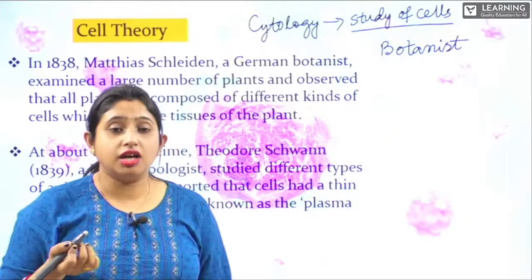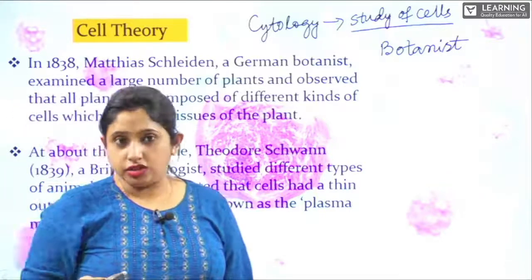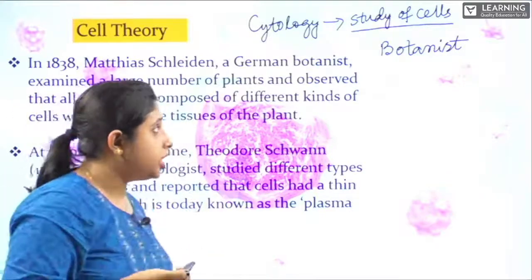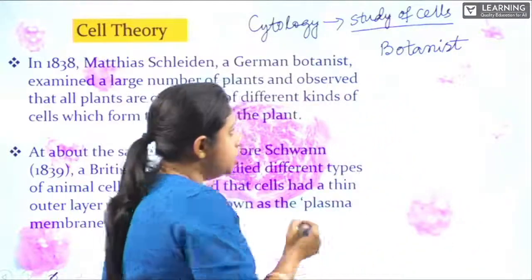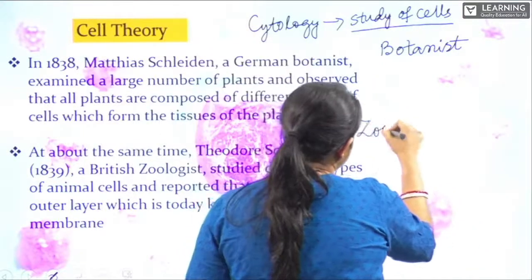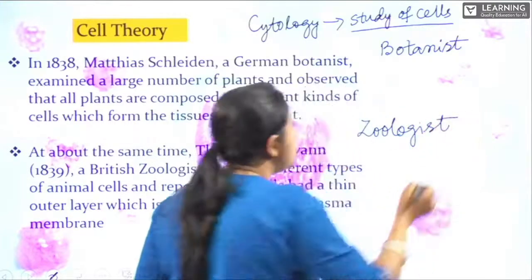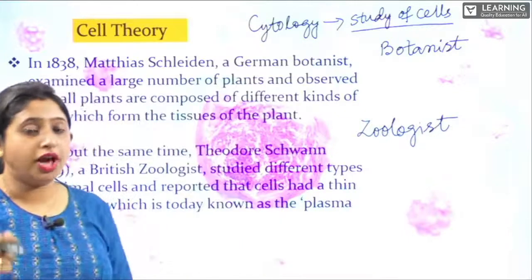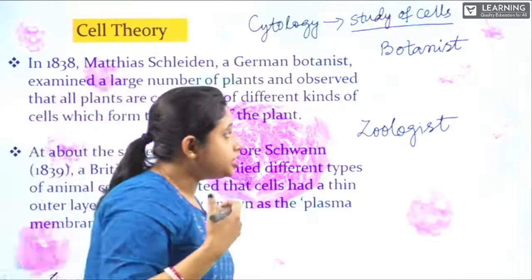So, what is a botanist? A botanist means those who study plants. One was a botanist and another scientist was a zoologist. Now, who is a zoologist? That means those who study animals, who deal with animals. So they are the botanist and the zoologist.